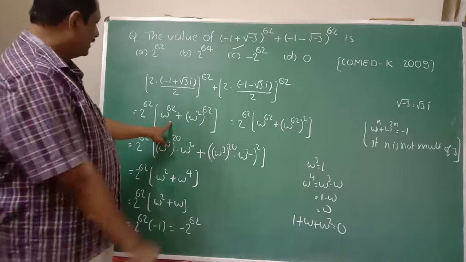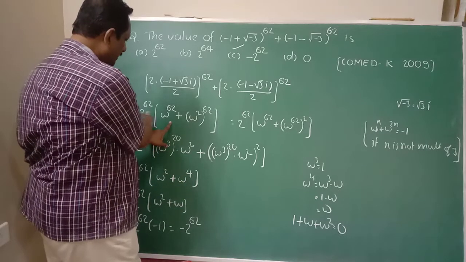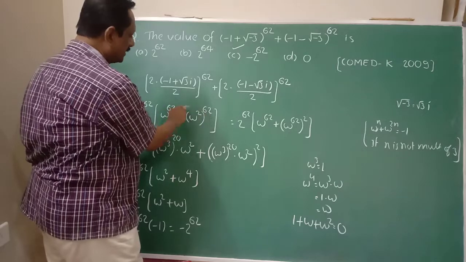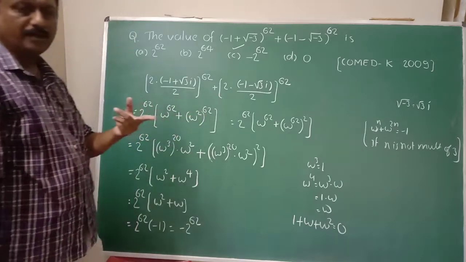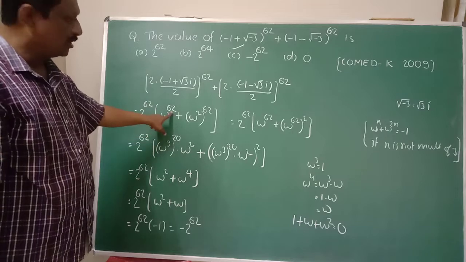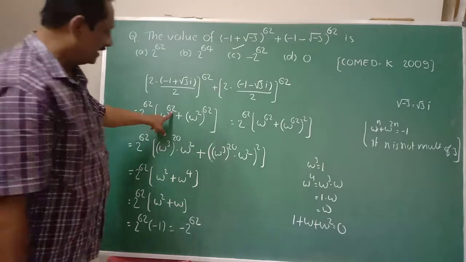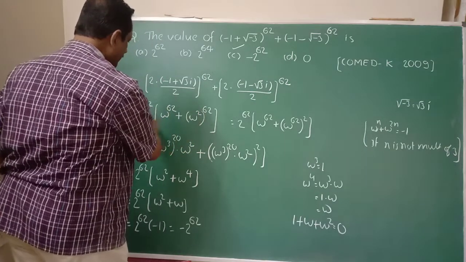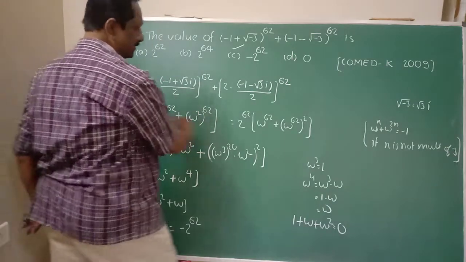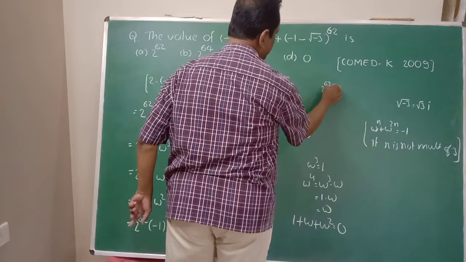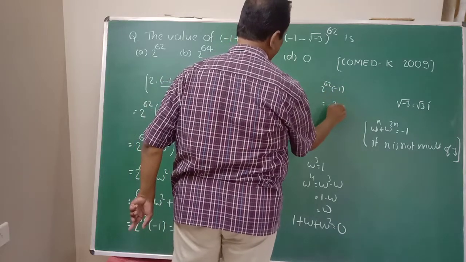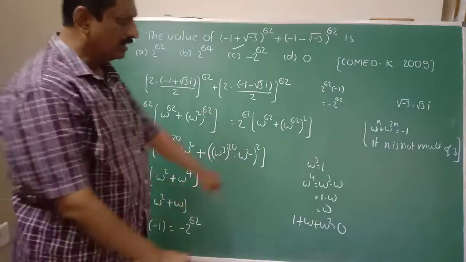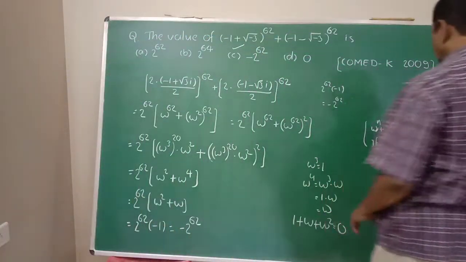Here 2 raised to 62 is there, omega raised to 62 plus omega square raised to 62. So 62 is not a multiple of 3. Hence, using this formula, you can write this one as minus 1: 2 raised to 62 into minus 1, minus 2 raised to 62. So the third option is correct. So it is an important result.